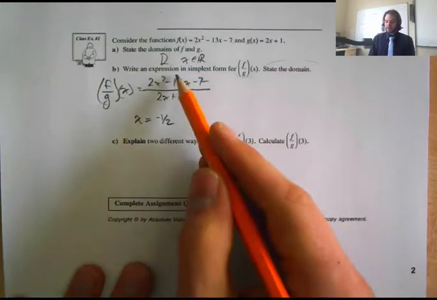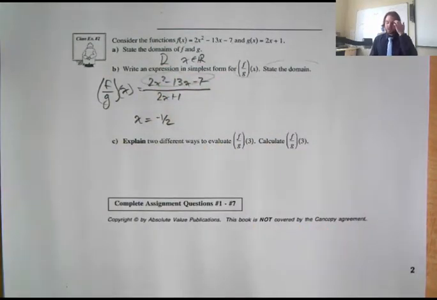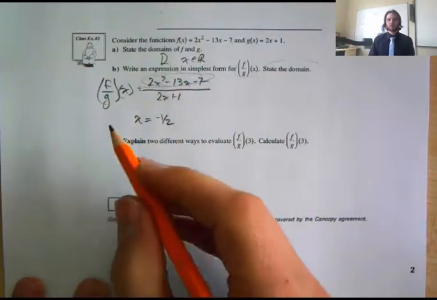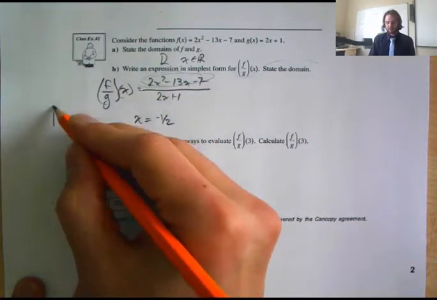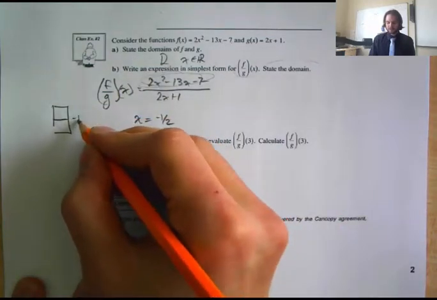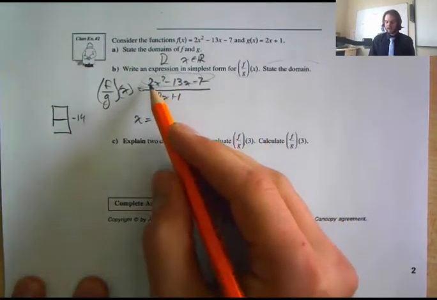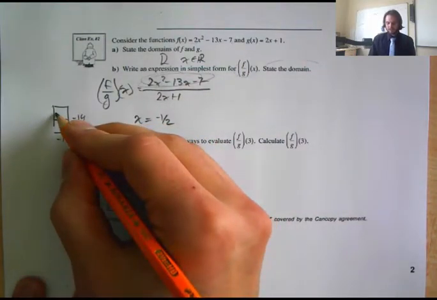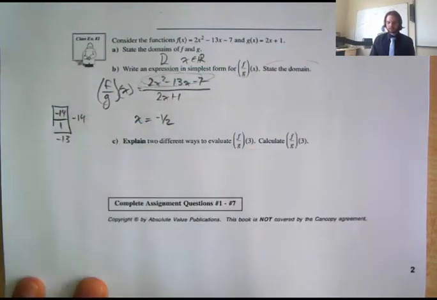Now, if I want to simplify this, I'm going to have to factor the top. So how do I factor that? Well, this is a bit difficult. I'm going to go back to my trusted box method. 2 times negative 7 is negative 14. And here we're going to have negative 13. That's going to give me negative 14 and 1.